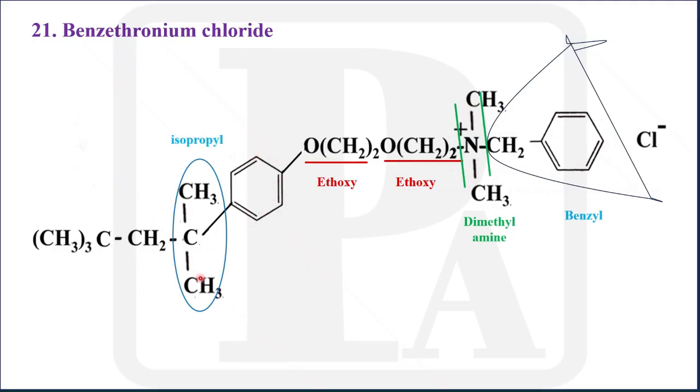That phenyl is connected with isopropyl, then methyl, then tertiary butyl. So what is benzethonium chloride? This group is added at the para position. So benzyl connected with dimethylamine, two ethoxys added, and that is connected to phenyl. On this phenyl, at the fourth position we have isopropyl, methyl and tertiary butyl, and it is connected with one chlorine also. That's why it is benzethonium chloride.